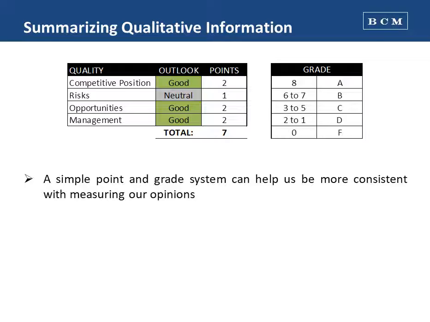So we can just go down this list and kind of do the same thing we did before, just add up the points. The grading scale is done the same way. It's out of 8 possible points. Corning scores a 7, which is a B or above average.